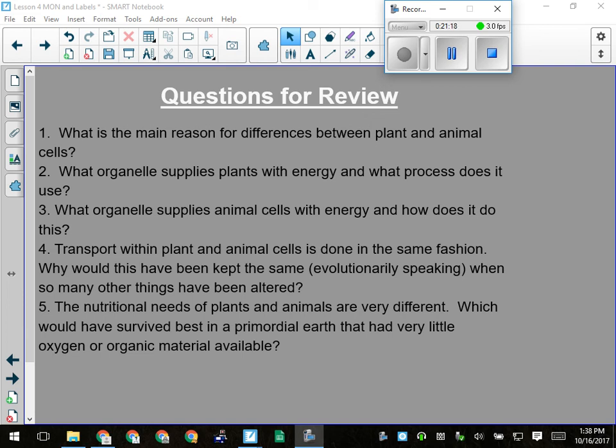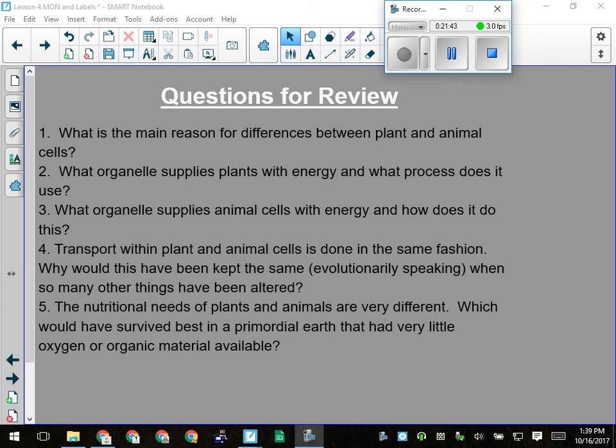Okay, question number 4. Plants and animal cells essentially transport materials in the same way. They use the same processes: diffusion, osmosis, active transport. We'll talk about those later, but they use the same processes. Why would that have been kept the same from an evolutionary perspective when so many other things have altered? Because it's efficient. Exactly.